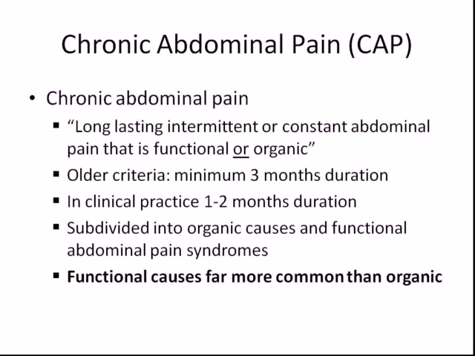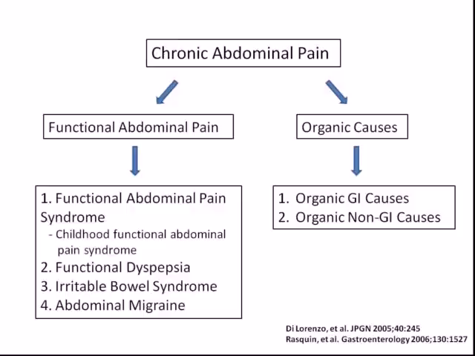Again, in clinical practice, duration of 1 to 2 months really fits clinical criteria for chronic pain, and functional pain is far more common than organic pain, probably in a 3 or 4 to 1 ratio. Chronic abdominal pain can be divided into functional abdominal pain and organic causes. Organic causes are further subdivided into organic GI causes and organic non-GI causes. And functional abdominal pain is divided into functional abdominal pain syndromes that are categorized by Rome 3 criteria.